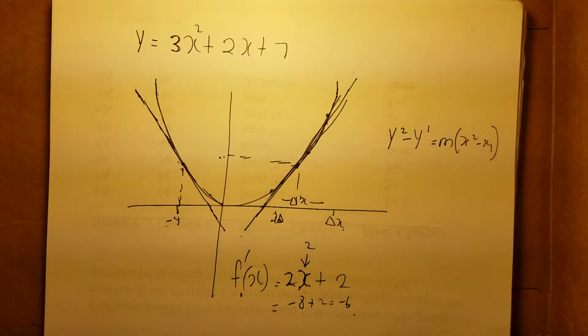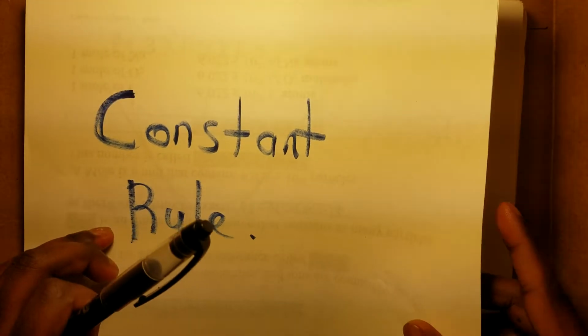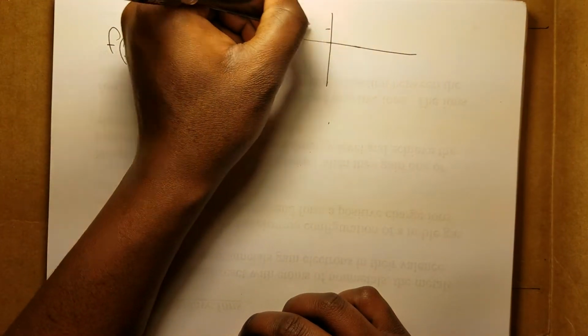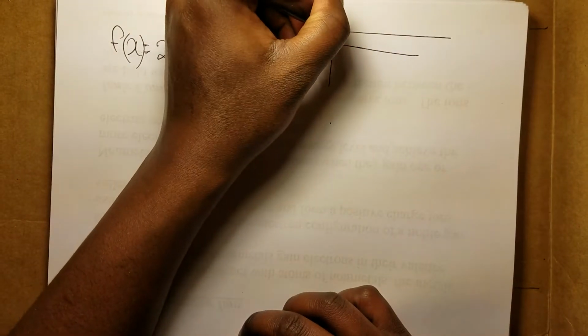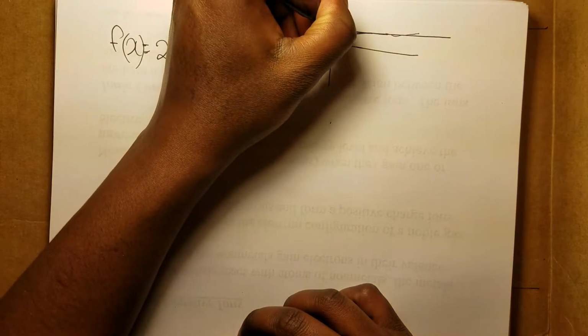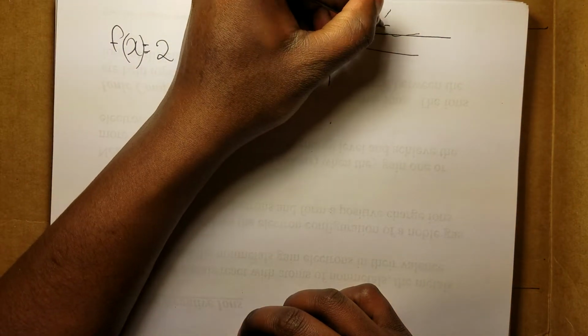So rule number 1 is the constant rule, and the constant rule states that if you have a constant, say the function is equal to 2, that means y is equal to 2. So for any value of x, y would always be equal to 2, right? So what's the slope of that line? Well, there is no slope. If you look at the graph, a slope is like this or like this. So the slope is actually equal to 0.